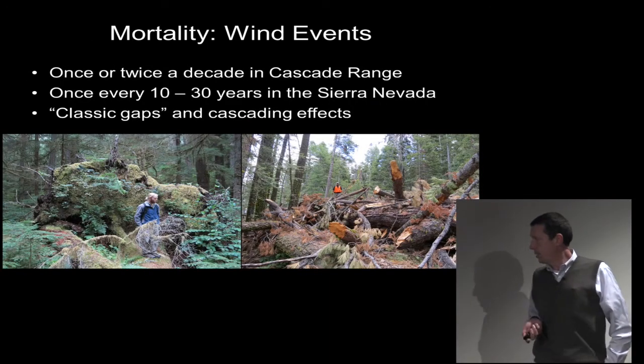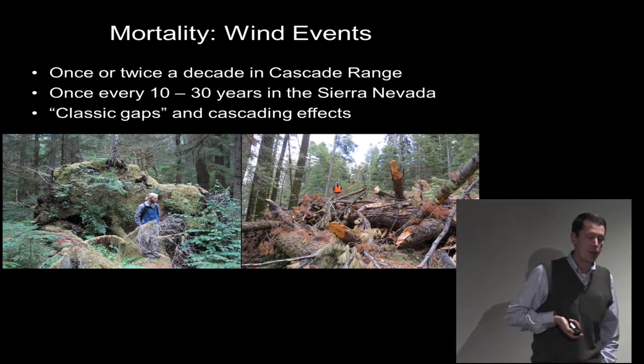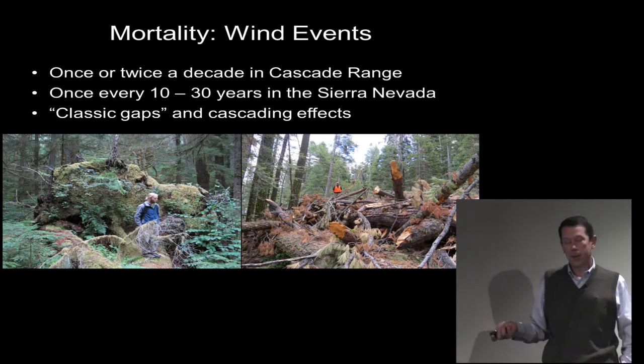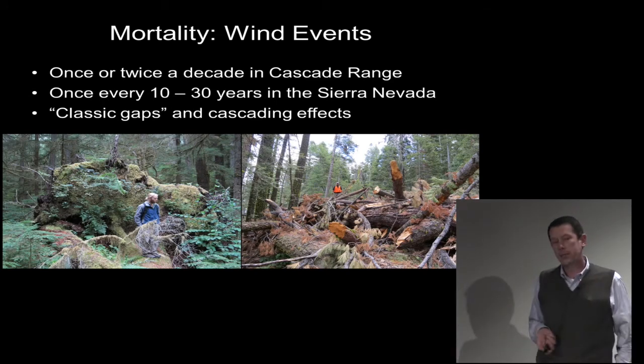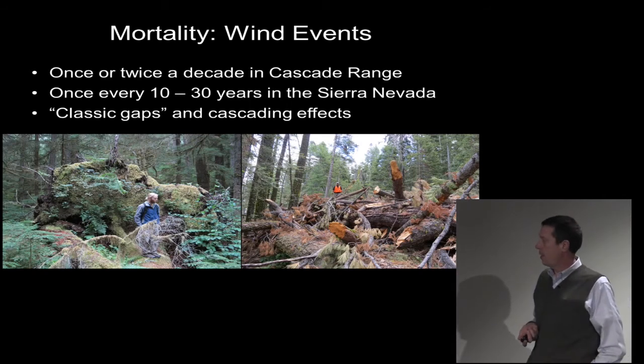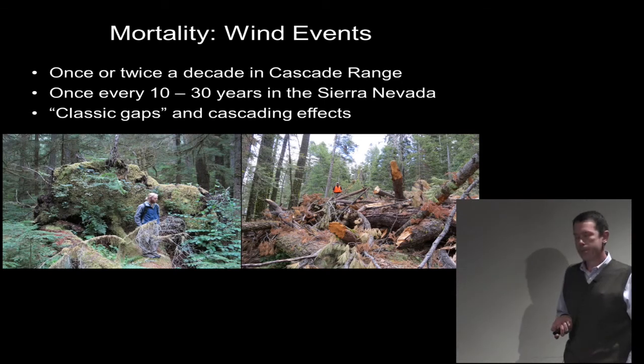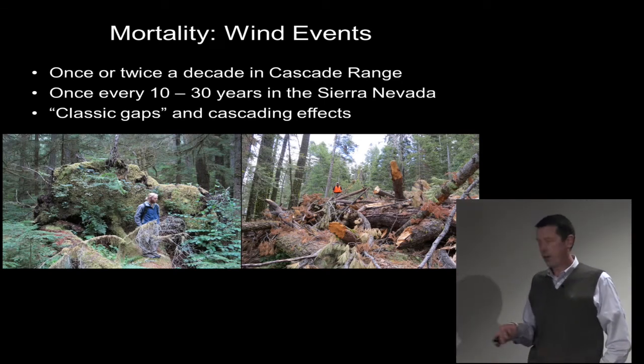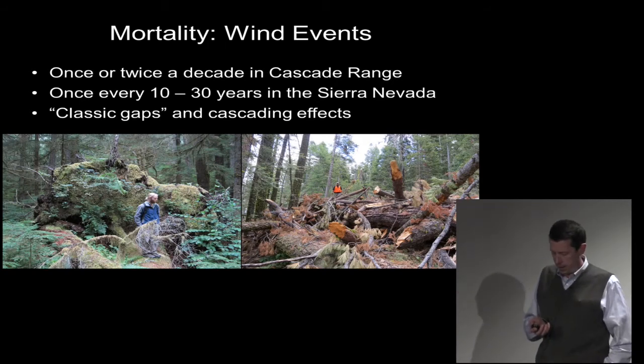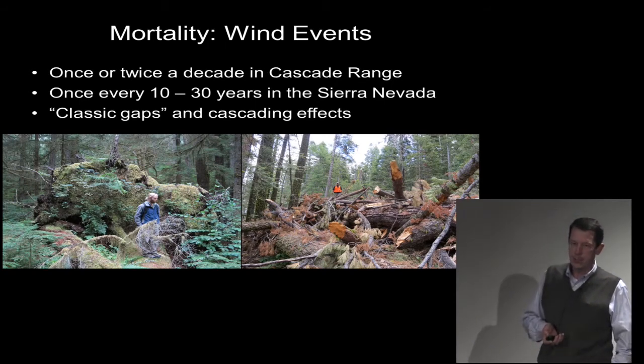And here's some pictures, one from Wind River and one from Yosemite, of these wind throw events. They're once or twice a decade in the Cascades. I think we're all pretty familiar with that. But the picture on the right indicates a mono wind event from Yosemite once every 30 years, which can be quite extensive. And again, all these trees would have experienced this many times.